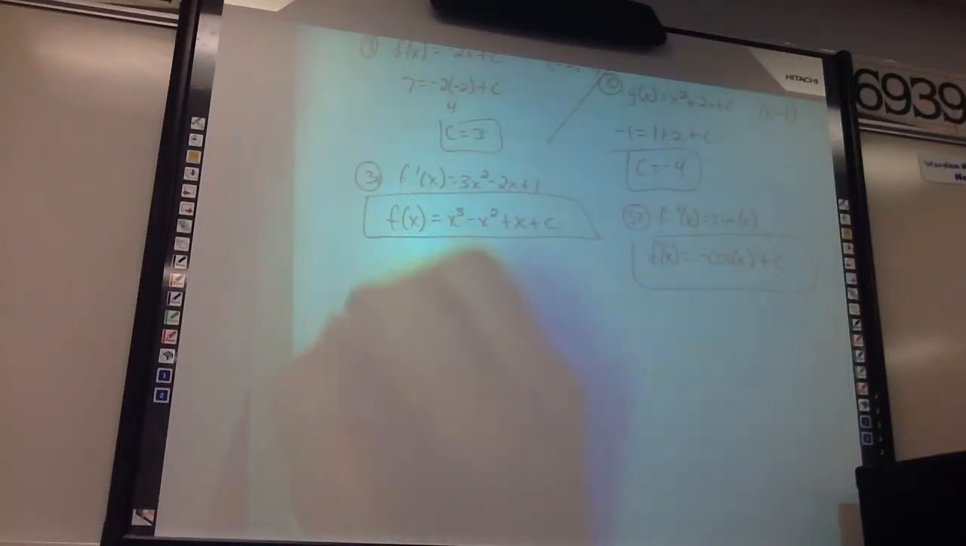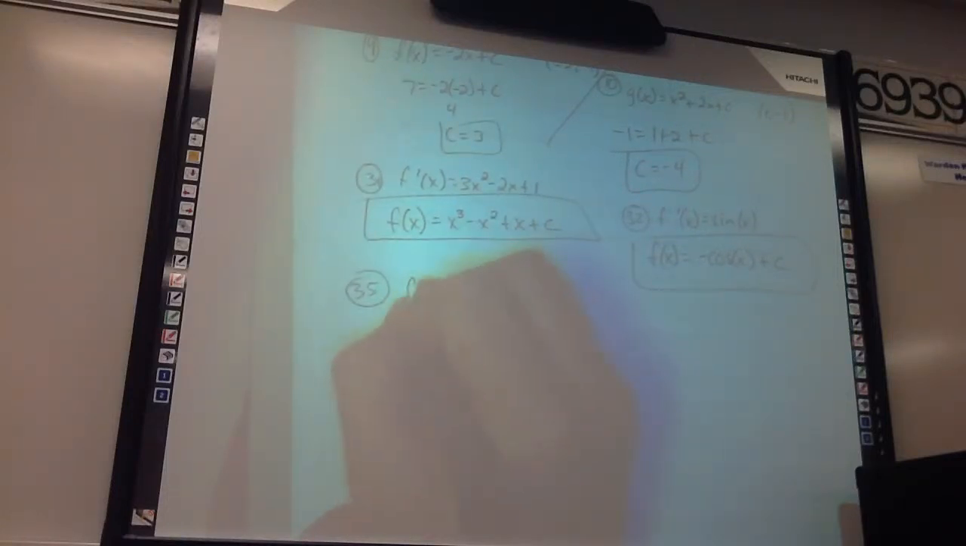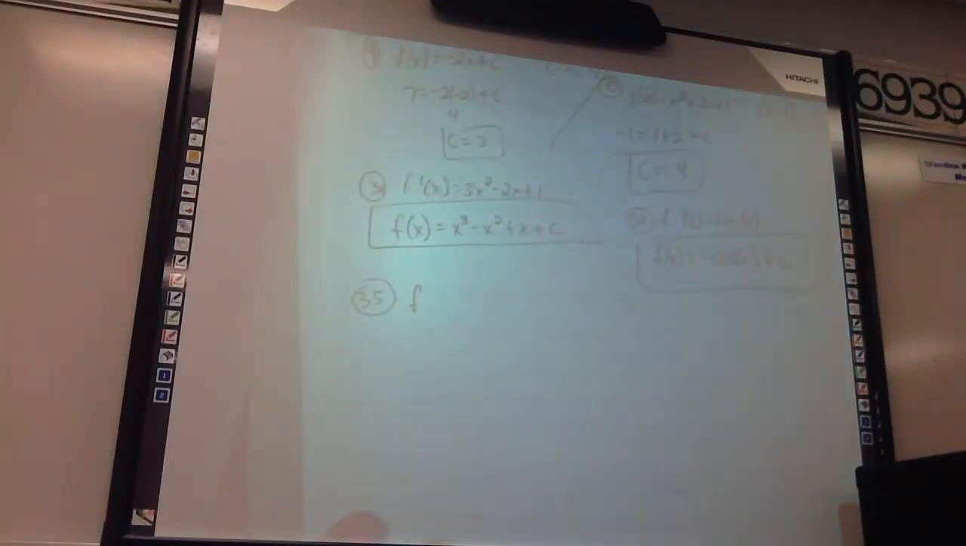Then it was 35, 36. Find the function with the given derivative. Oh, this is one of the problems on your quiz. Number 3: find the function with the given derivative whose graph passes through the point P. Number 3 on your quiz. Where's the quiz? Tomorrow.